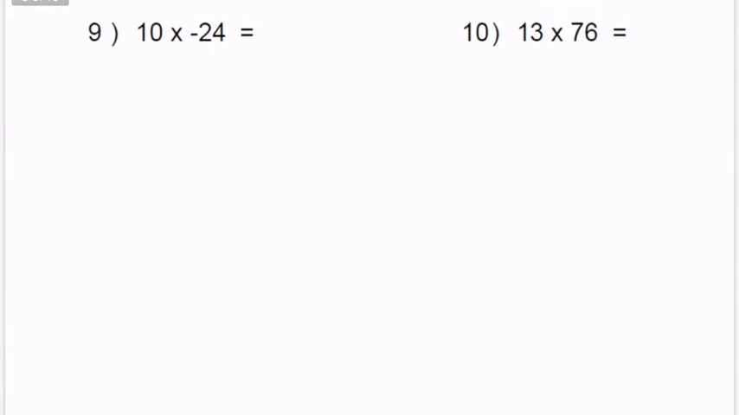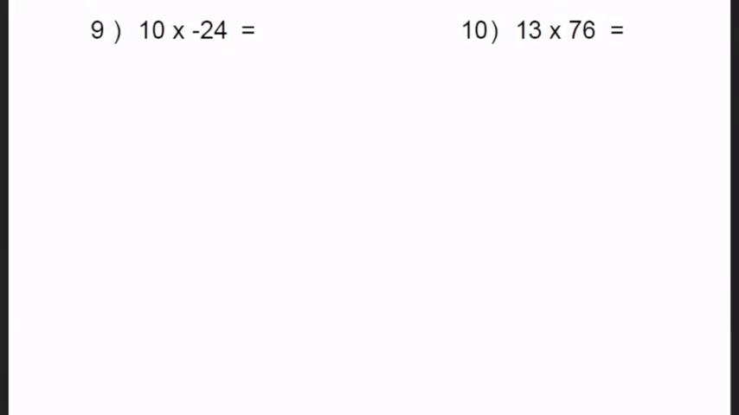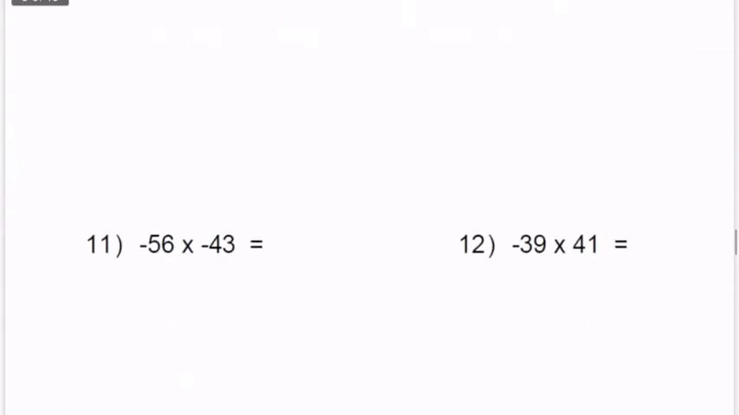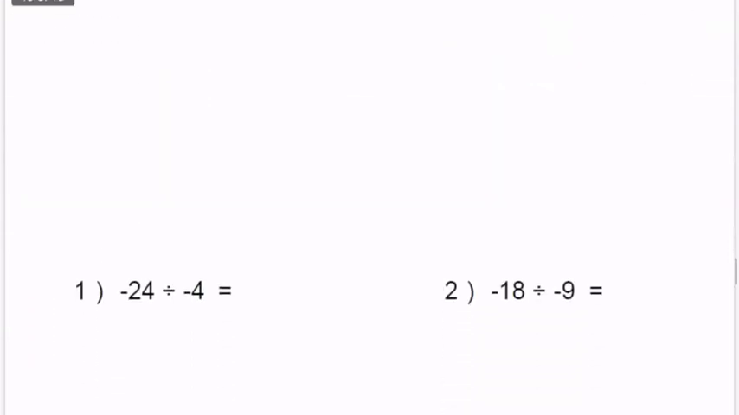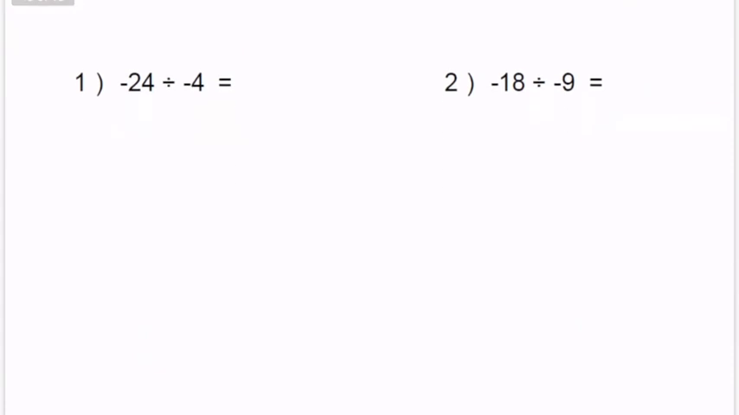Okay. Try number 9, and then we're going to move on to division. Pause it, and then hit play when you're ready. Okay, this one has to be a negative because one's negative, one's positive. And we have 10 times 24, which is 240. So it's negative 240. Okay. The next several, I'm just going to bypass those next 2. There's Cookie again barking.